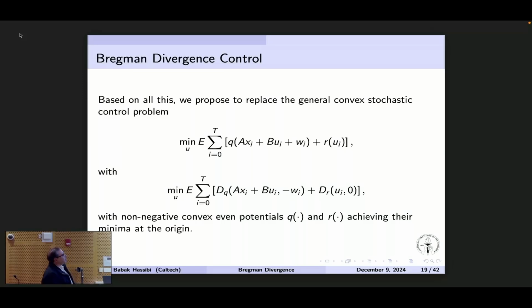So I'm going to assume my potentials are convex. Let's say they're non-negative. They hit their minimum at 0. I'm going to assume they're even, which is totally reasonable in control. There's no reason to differentiate between positive and negative controls or states. So let me assume that. So this thing here is just a Bregman divergence between U and 0 corresponding to R, because R at 0 is 0 and the gradient at 0 is 0.